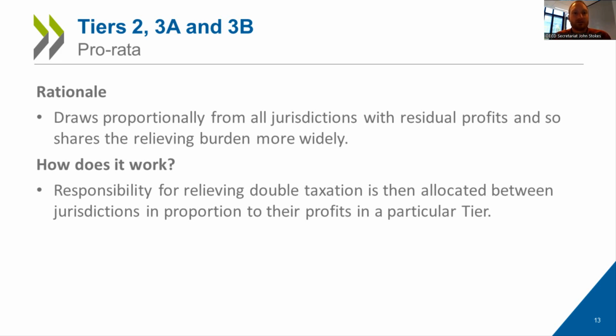Next, we think about tiers 2, 3A and 3B. And to begin with, we'll just think about the approach to allocating double tax, the obligation to relieve double taxation within those tiers. And as the name suggests, instead of following a waterfall approach, we follow a pro rata approach that seeks to allocate the obligation to eliminate double taxation equally between all jurisdictions that fall within a particular tier. So, for example, those jurisdictions that have tier 2 profits within those two ranges that we saw on a previous slide will be allocated the obligation to eliminate double taxation in proportion to their share of the profitability of profits within a particular group.